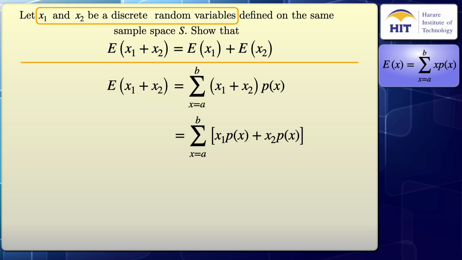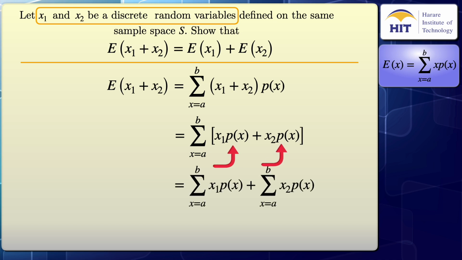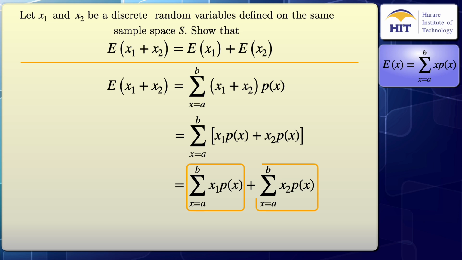Then by properties of summation there, we can separate these ones so that we have the summation of x1 multiplied by p of x plus the summation of x2 multiplied by p of x. We now go on and look at this part here and this part here. Compare them with the definition here. We see that this first part here is the mean of x1, and this one is the mean of x2.